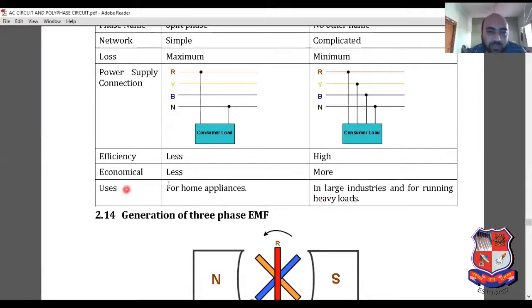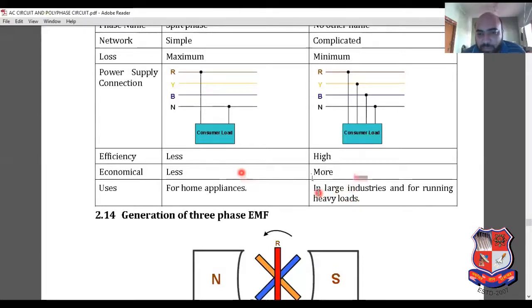And last, uses. Single phase circuit is used for home appliances. As we have already discussed, in case of home connection, it means the residential load. All the residential loads are getting a single phase energy meter. Now, single phase energy meter means only one phase and one conductor for one phase, and one neutral wire is there. Okay.